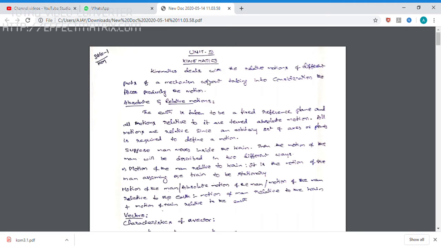What is meant by kinematics? We know very well that kinematics deals with the relative motion of different parts of a mechanism without taking into consideration the force producing the motion. But dynamics means here we have to consider the force also. But here we will consider motion of an element without considering the force. That is a very important thing.